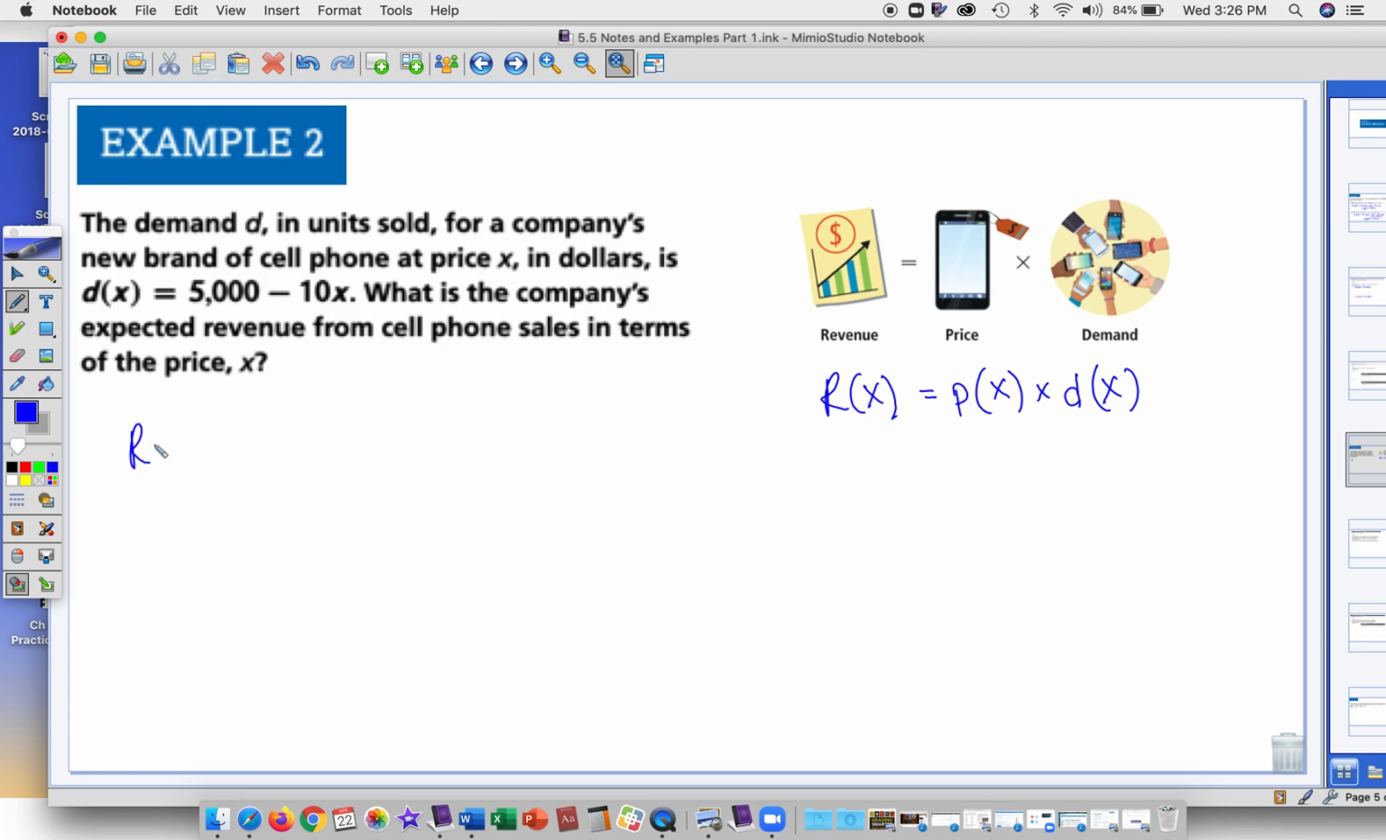So r of x is equal to, we're going to take that p of x function, which is just x, and we're going to multiply it by the demand function, which is 5,000 minus 10x. So all we have to do is distribute the x, so we have 5,000x minus 10x squared. So that's our revenue function, r of x. Okay, so that would give us the revenue based upon the price being x.